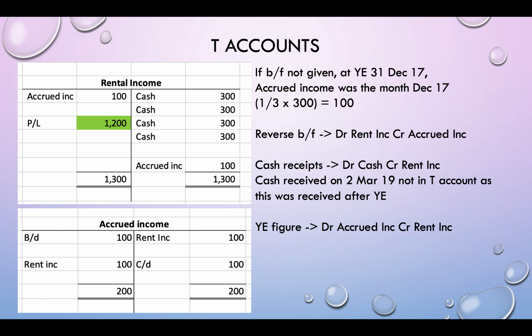Therefore, in the exam, if you want, you can eliminate this account and then just slot in the brought forward on the left, just like the accrued income, and slot down the carried down forward on the right, and this is 100 in this case, just like the accrued income figure. This will give you the same answer. However, having these two accounts is the proper way to go forward.